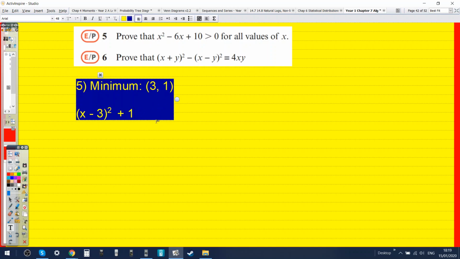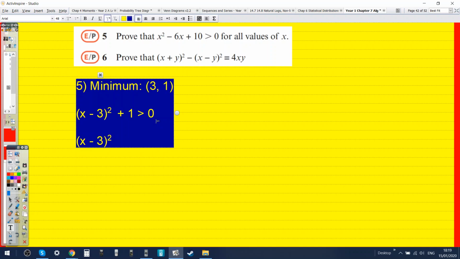Oh, right, yeah. So that is greater than 0. What do you know about all possible values of x minus 3 squared? Or anything squared? It has to be positive. Or it could be 0. Is equal to or bigger than 0.